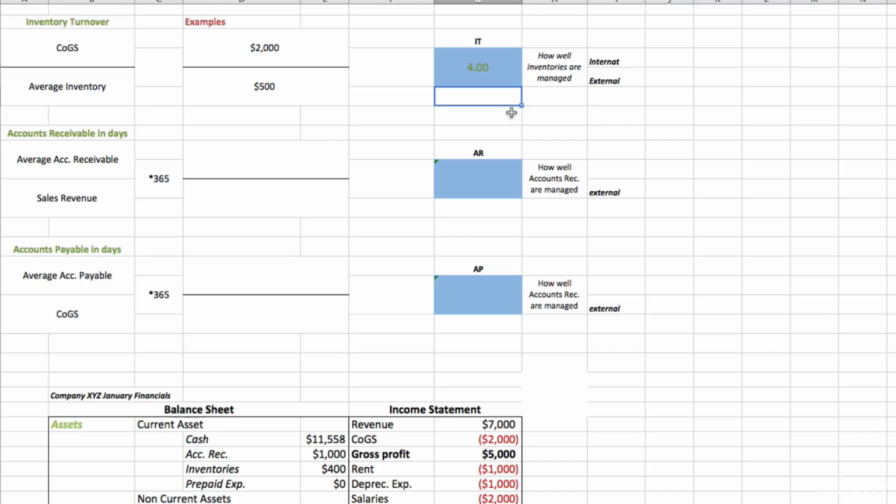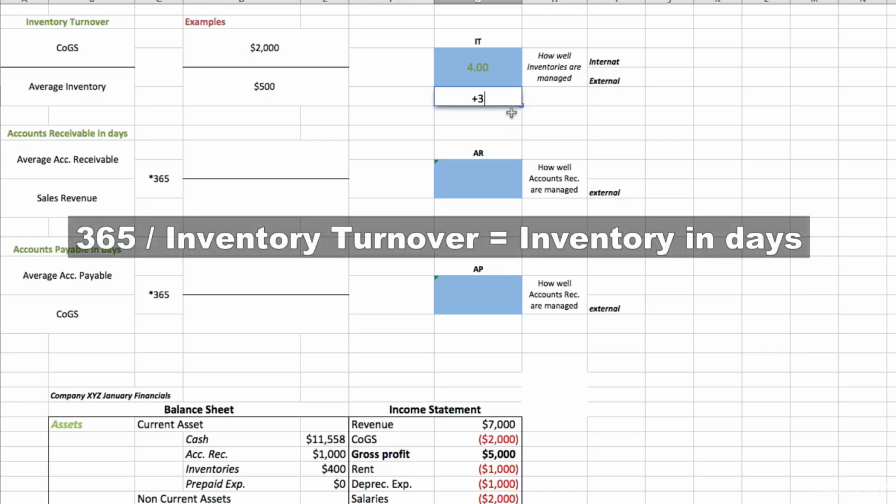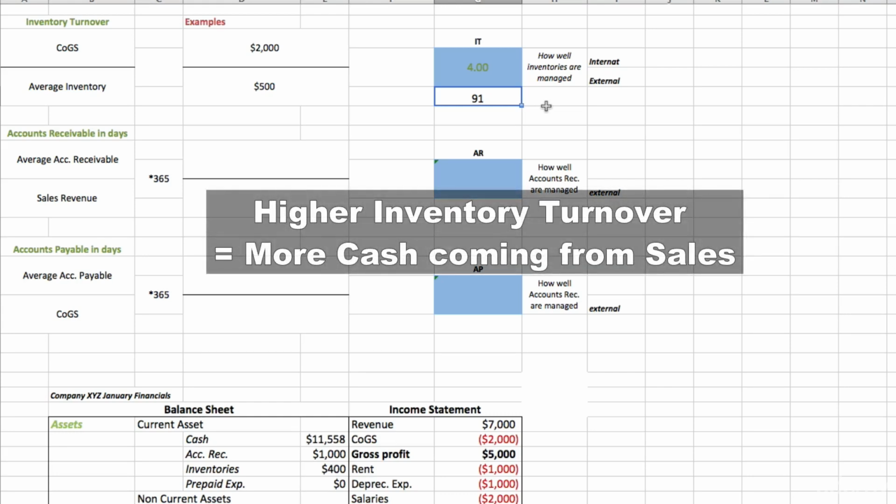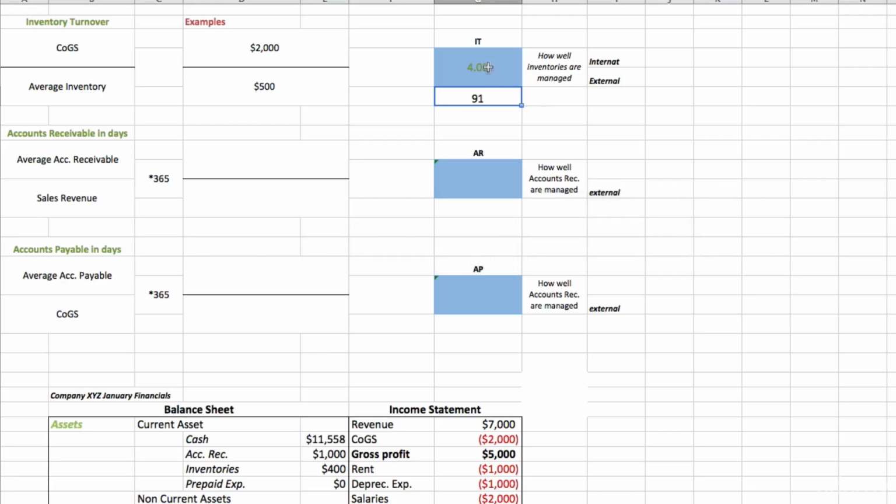Well, we have just to take 365, which is the number of days during the year, divide it by 4, which is our inventory turnover right now, and that's how we get our days, 91 days. It means that each 91 days, our inventories are converted into cash. And the more times we are able to convert them into cash, the better it is. As you can imagine, when you're a company which has a high inventory turnover, this is a good sign.